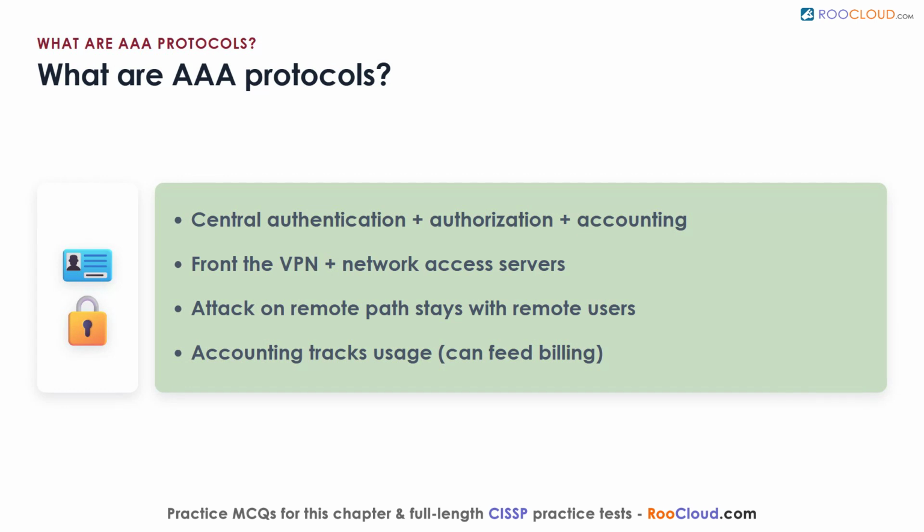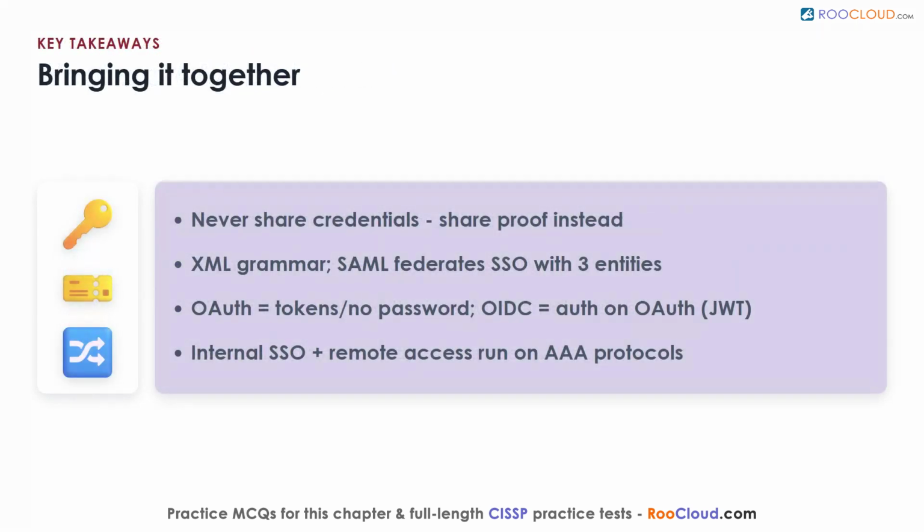Authorization confirms the connection is allowed. And accounting tracks resource usage, which can even feed billing. 1 gatekeeper, 3 jobs, and a clean audit trail. So let's bring it together.